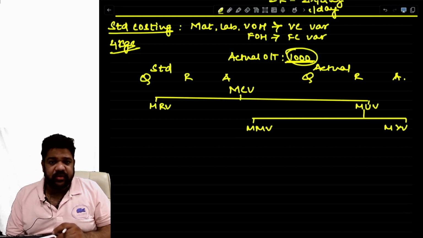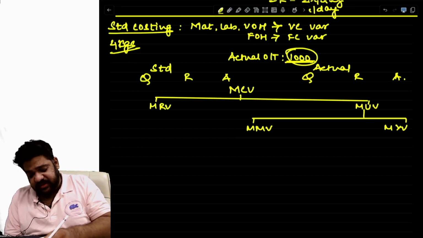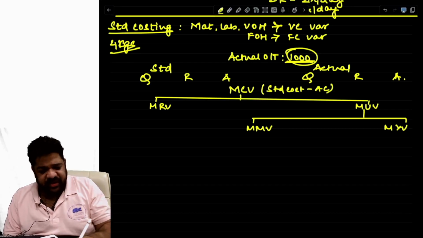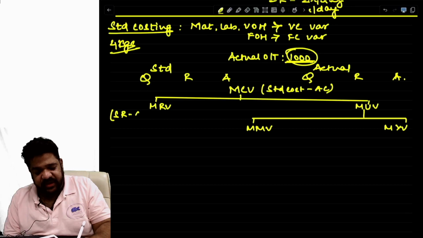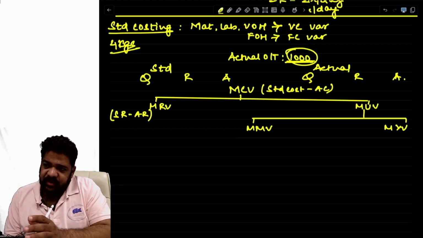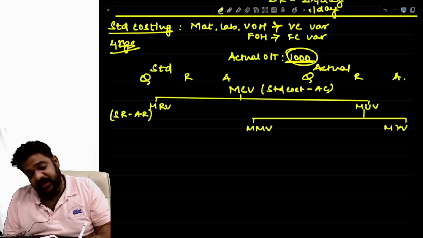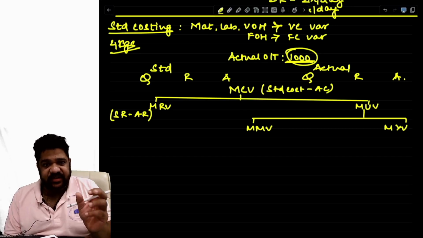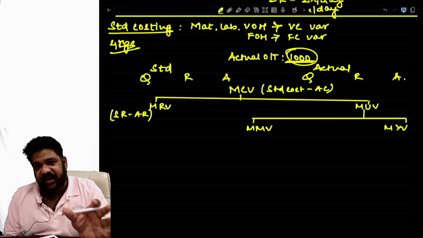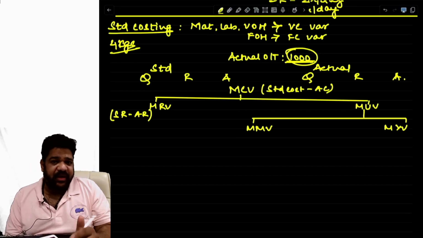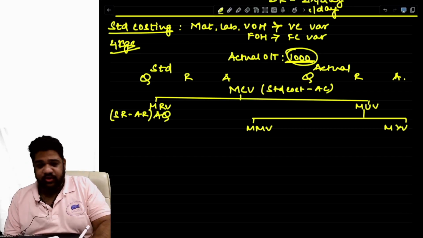Now, the material cost variance is basically the difference between the standard cost and actual cost. In your rate variance, it is the difference between the standard rate and actual rate. But always keep this in mind, I've been telling you when we were solving as well, that you have to get the answer in an amount. So if the bracket has rates, you multiply with the quantity. If the bracket has quantity, you multiply with the rate. So now we have a rate over here in the bracket. You are going to multiply this by actual quantity.